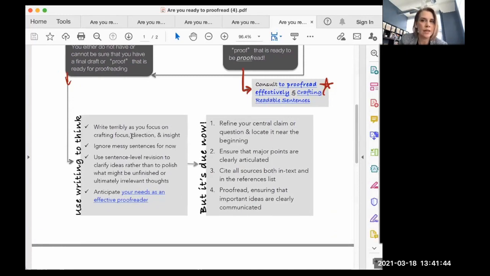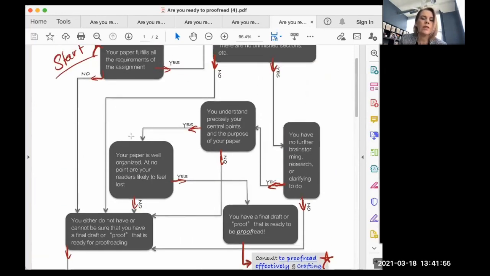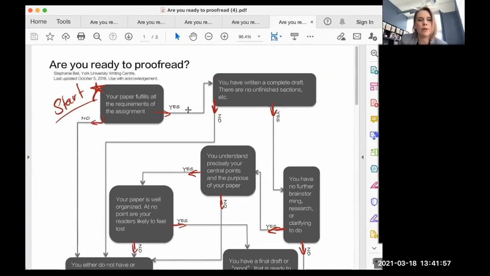Don't worry about sentence level revision. It will be a waste of time to edit the sentences that may change substantively as you continue to research and refine your ideas. And so if you say, yes, my paper is fulfilling the requirements, then you would continue in this map, following the yes arrow to: you've written your complete draft.